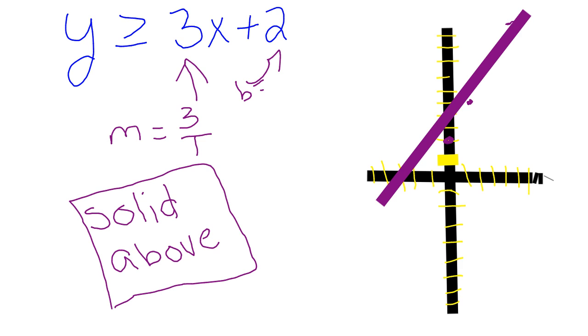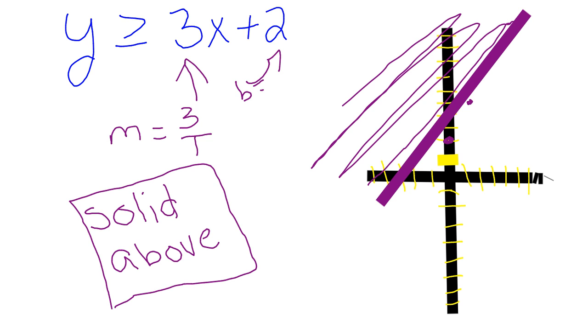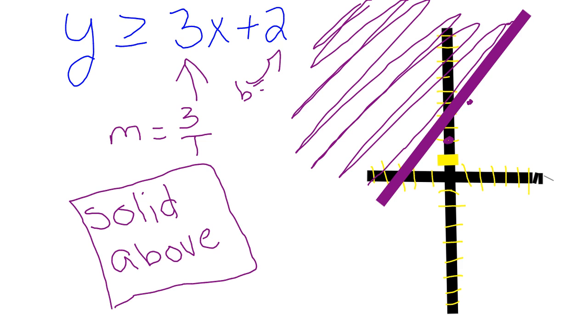To shade, all you have to do is take your pencil and draw a shade. Make sure to have arrows on your lines. And the first one is now done. What this means is that any coordinate in this section that's shaded, or on the line, will work for this function.